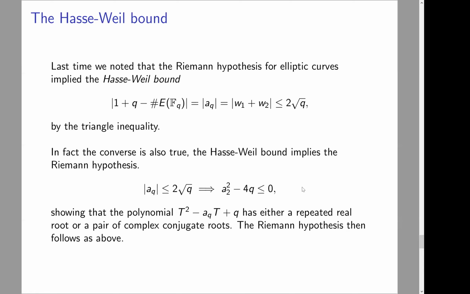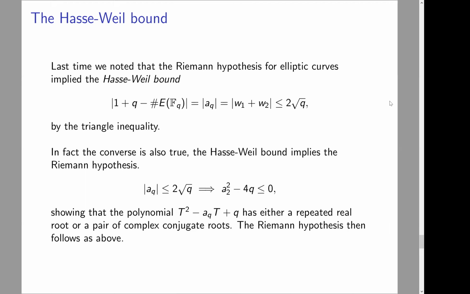Then we calculate the discriminant of our quadratic. We get A_q squared minus 4q. But because of this inequality, that is non-positive. Again, from which we deduce the same thing. We either have a repeated root or a pair of complex conjugate roots, and we get the Riemann hypothesis. So the Riemann hypothesis is equivalent to the Hasse bound. So it's possible that in Hasse's formulation, he just proves the Hasse bound, which is equivalent. But as I say, I haven't actually read Hasse's work directly.